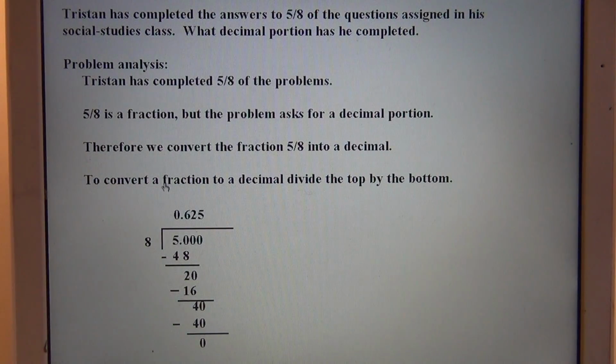So to convert the fraction 5/8 into a decimal, we divide the top part 5 by the bottom part 8, and we get 625 thousandths. That's how we read this in decimals. 625 thousandths, or 0.625. All right, good.